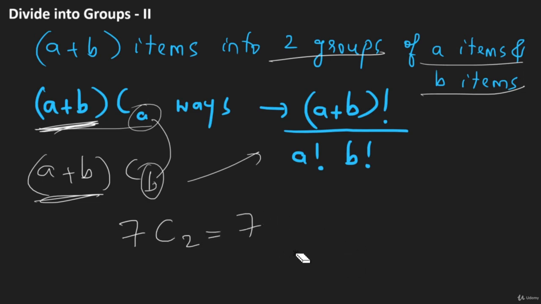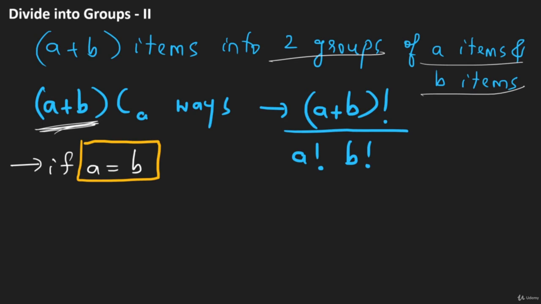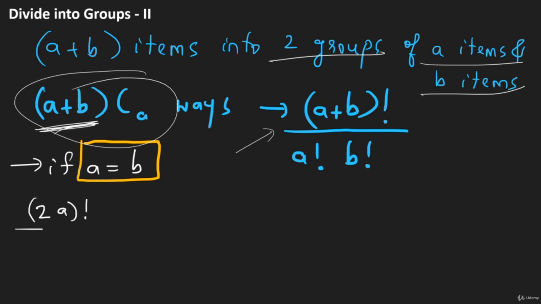Alright, let's move on. Say we are given a condition where A is equal to B. If A is equal to B and you want to divide 2A items into 2 groups of A items and A items, as per this formula, it can be done in (2A)! by A! into A! ways. Now, this is true if you can differentiate the groups from outside.